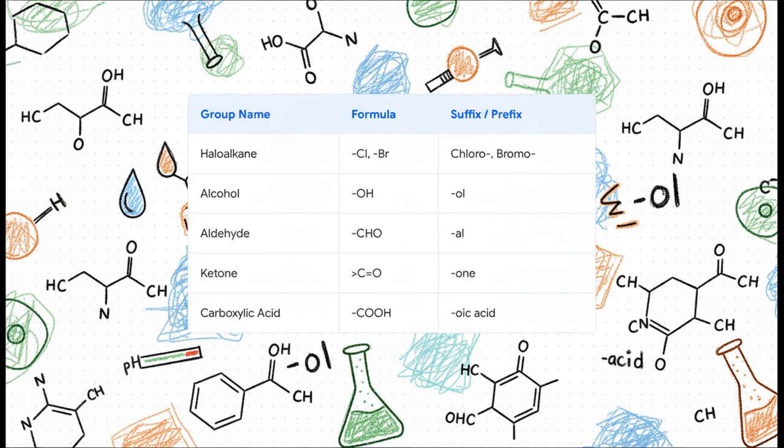For example, you see an OH group attached? Boom, that's an alcohol, and the name's going to end in "-ol." See that COOH group? That's a carboxylic acid, and its name will end in "oic acid." Again, this table is your best friend for figuring these out.